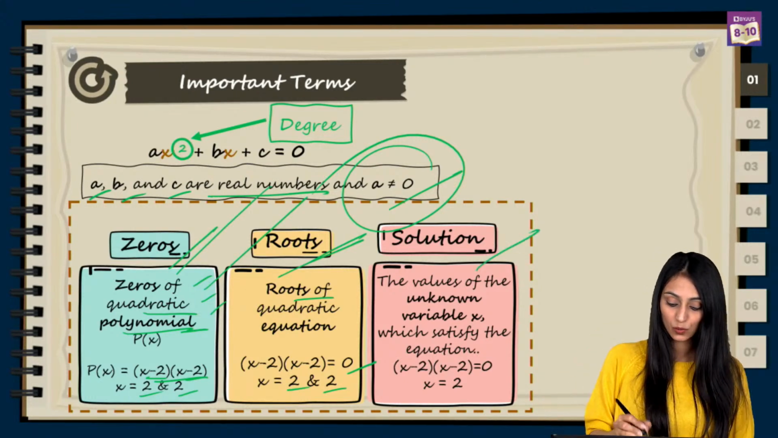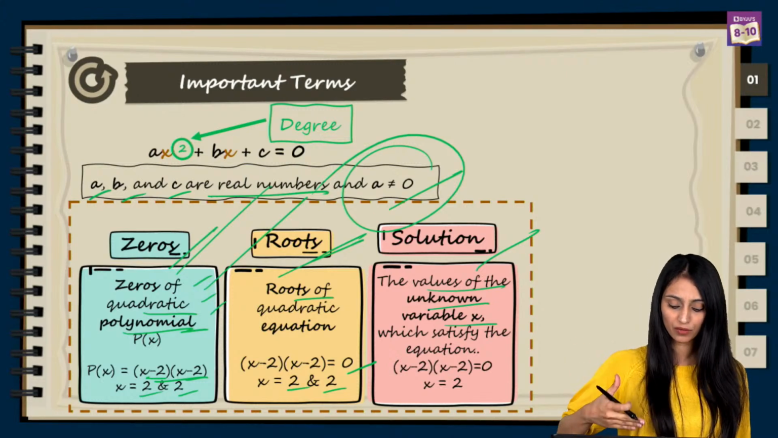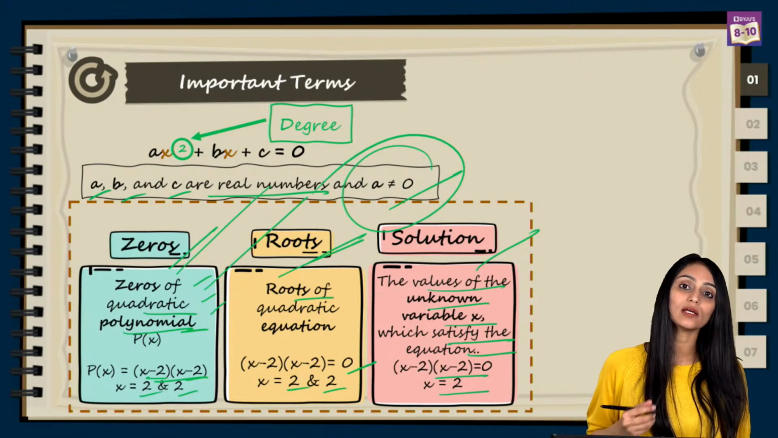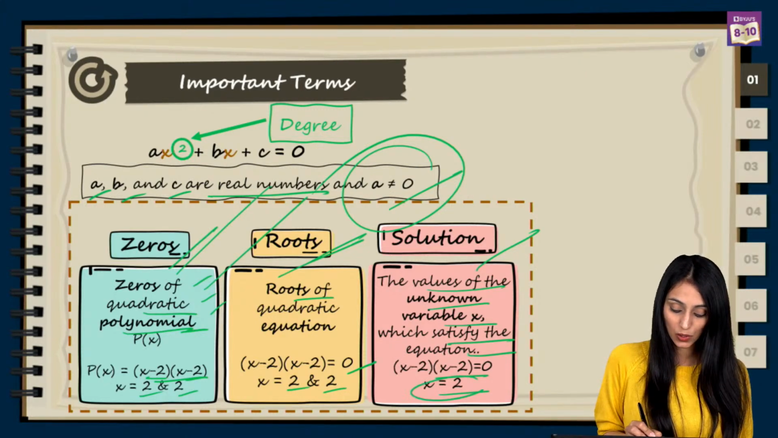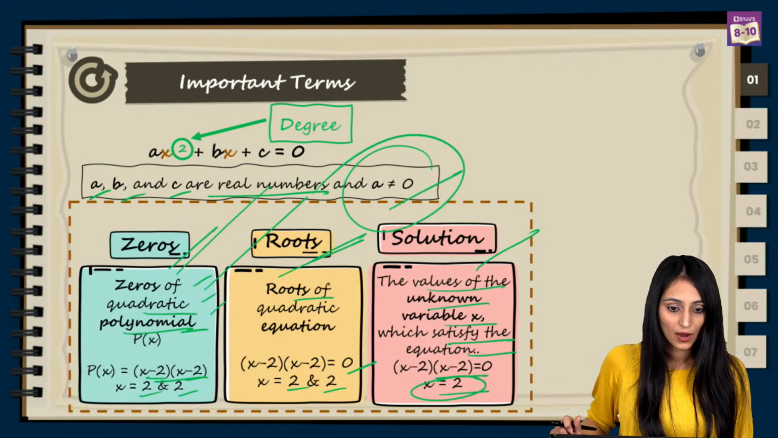Now coming to the solution. What is the solution? So the values of the unknown variable, whatever variable is there, like here we have the variable x, which satisfy the equation. So that is called the solution, right? So here x equal to 2, it is satisfying this. So we call it the solution. All right.